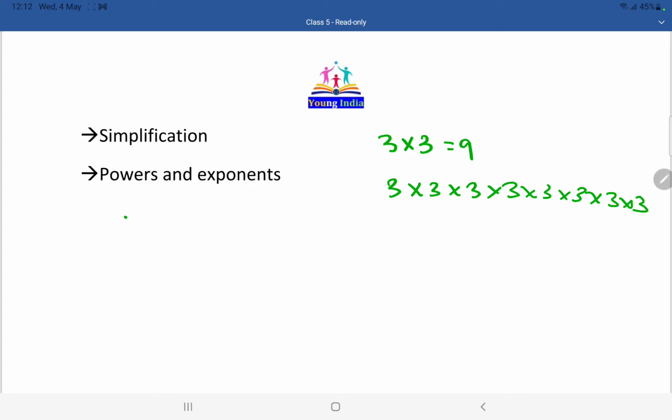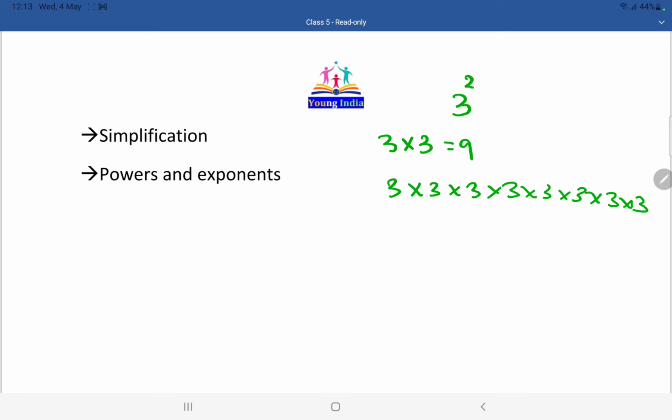Okay, now let me tell you what are powers and exponents. So here, instead of writing 3 into 3, where 3 is multiplying with itself 2 times, I can write this as 3, which is multiplying with itself for 2 times.